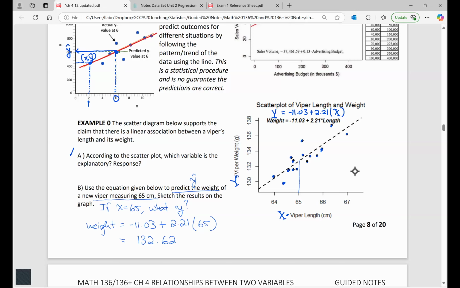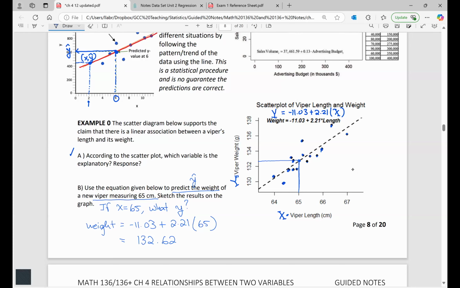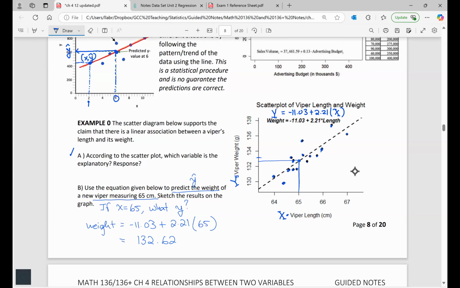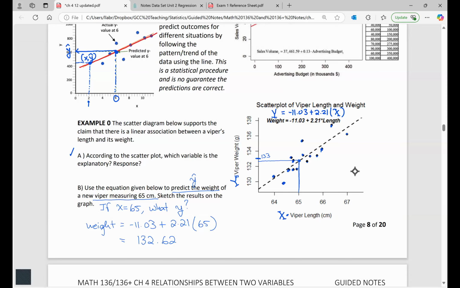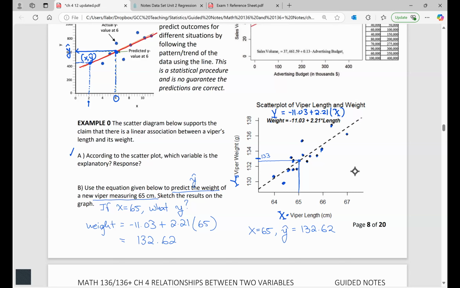And we can basically eyeball this. So if x is 65, remember that whenever you predict, you're essentially landing on the line. So there's our value. And if you go horizontally, you end up with 132 point something. And notice that this is actually split into skips in twos. So that would be 133. So we're a lot closer to 133 than 132. So 132.6 does make sense. So the way that we're going to write this is that if x is 65, then we're predicting that the y value is going to be 132.62. Okay, so it's as simple as that.